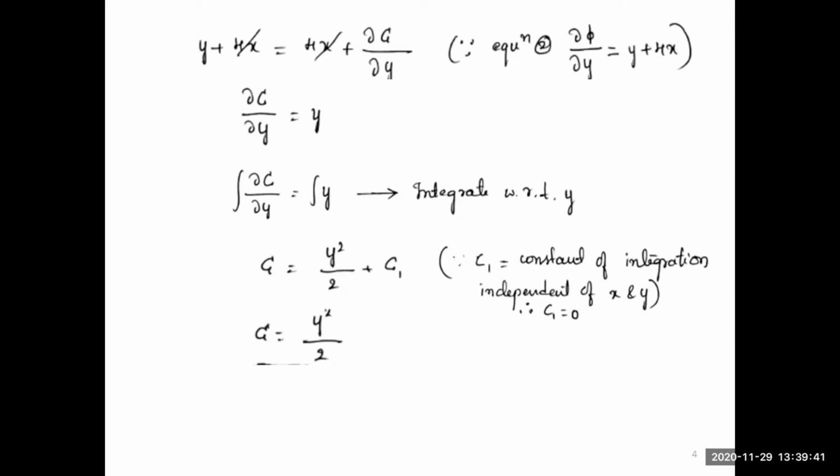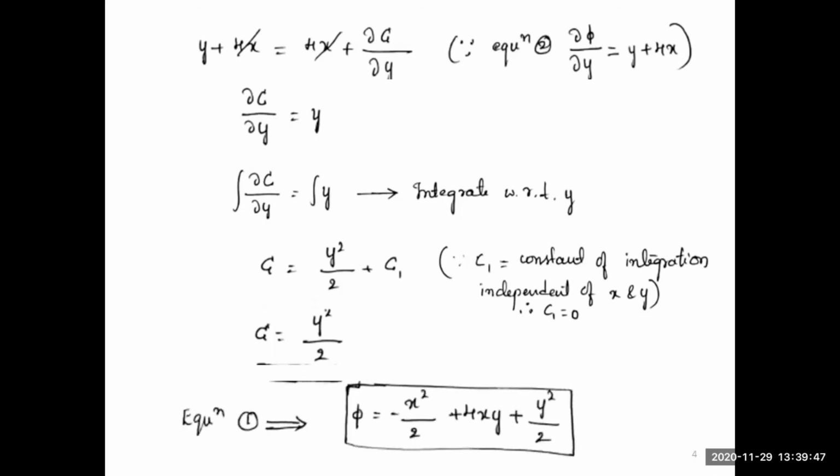Now you just substitute that c in equation number 1. So you will get phi is equal to minus x square by 2 plus 4xy plus y square by 2. So the potential function phi we have determined: minus x square by 2 plus 4xy plus y square by 2.